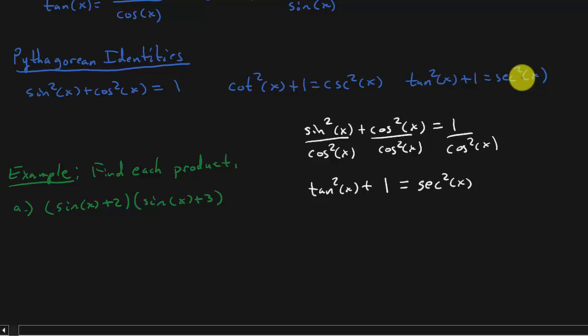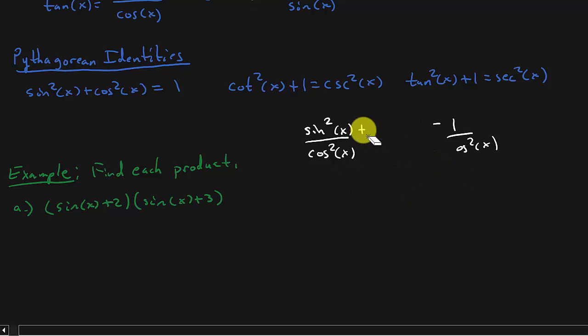And then the same thing, and I'm not going to do it, but if you divide this through by sine squared, you'll get the other one. So try to memorize them, but if you can't memorize all of them, at least memorize this first one right here, and then you can get the other two from that.